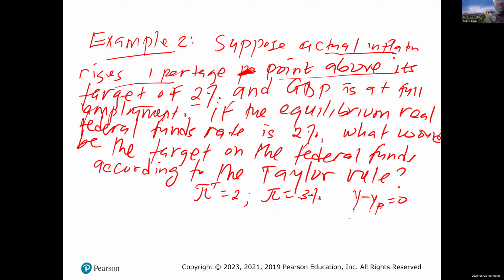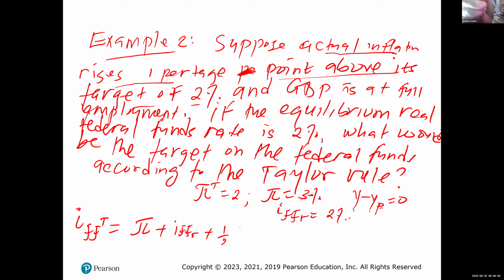And then the equilibrium real federal funds rate is given as 2%. Then we write the formula for the Taylor rule: the target on the federal funds rate, according to the Taylor rule, would be the actual or current inflation plus the real equilibrium federal funds rate plus 1/2 times the inflation gap plus 1/2 times the output gap.